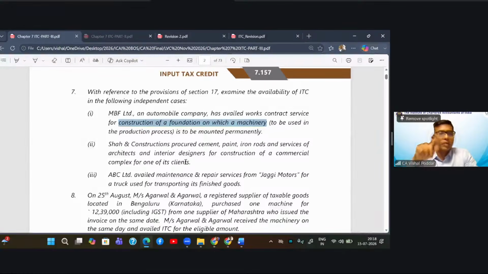So the answer for part one of this question is that construction of the foundation will not be blocked under section 17(5)(d) because that particular foundation is used for the purpose of mounting the plant and machinery. Hence, the foundation is to be treated as part of plant and machinery, which is eligible for ITC.